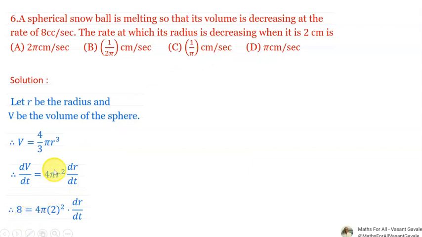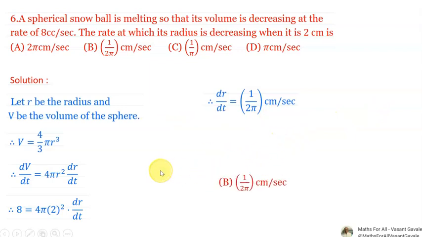Therefore 8 equals 4 pi, the value of r is 2, that is 2 squared, into dr upon dt. After simplification we have the value of dr upon dt equals 1 upon 2 pi centimeter per second. This is the answer, option B is correct here. That is the rate at which the radius is decreasing when it is 2 centimeter: 1 upon 2 pi centimeter per second. Next example.